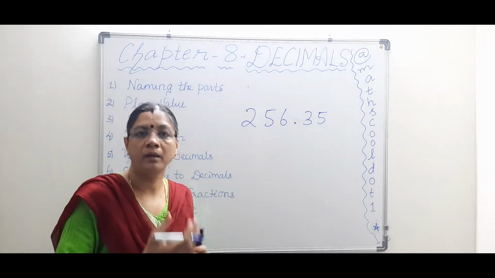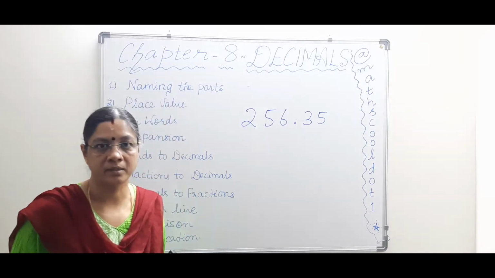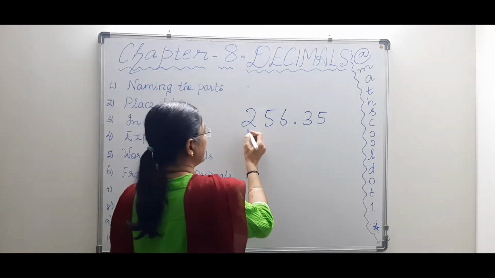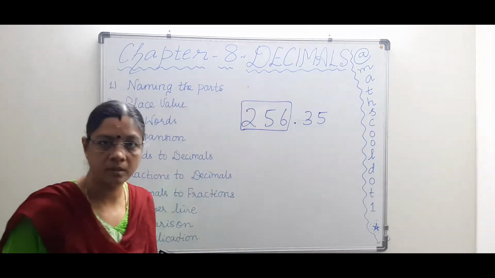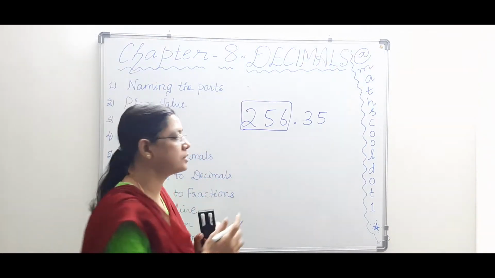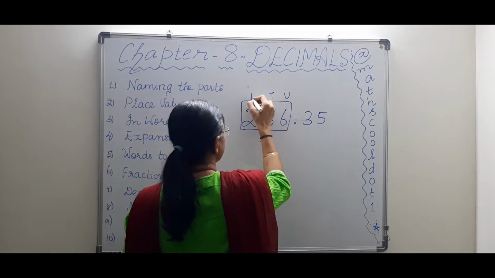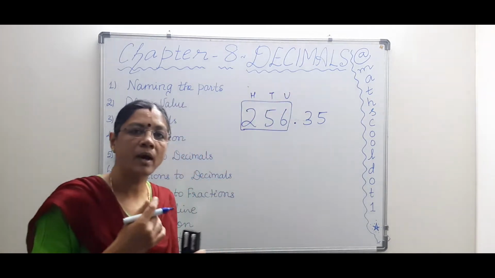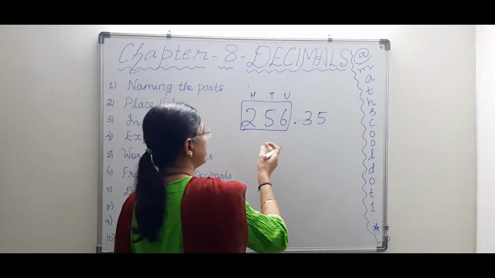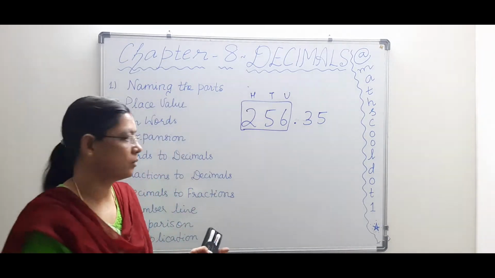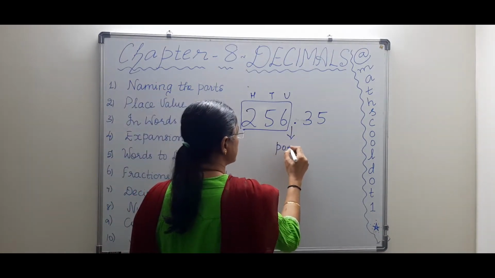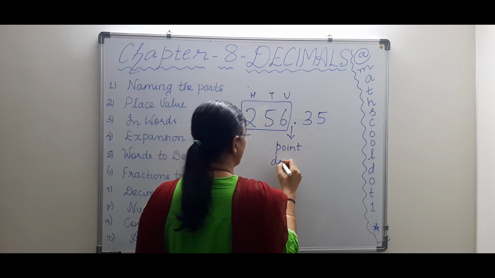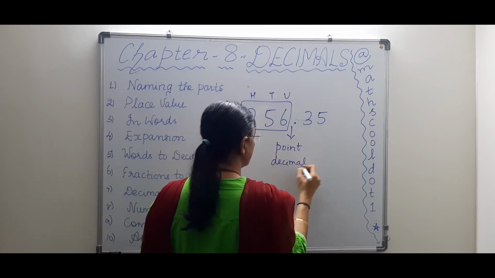So how do I name its parts? Let's see. 256 alone, we know how to name it, isn't it? We have place values like units, tens and hundreds here. So I'll just call it 256. We know it. Now this is called a point, which is the decimal point. We call this a decimal point, or simply point.